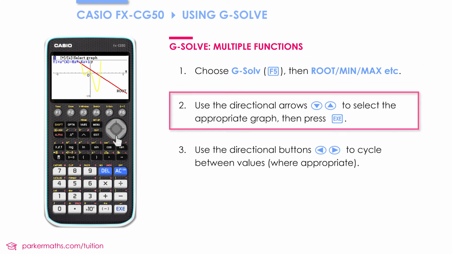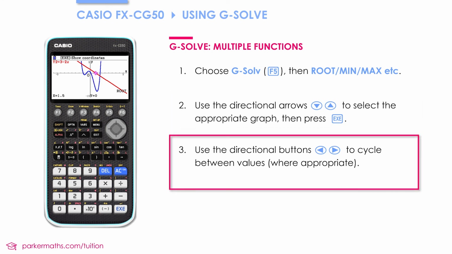Instead though, I'm going to press the down arrow and you'll see the line is now flashing. If I press EXE, it's going to find me the roots of the line. In this case, there's only one at x equals 1.5. That method of selecting a curve works for any of the gsolve functions that work with a single curve.